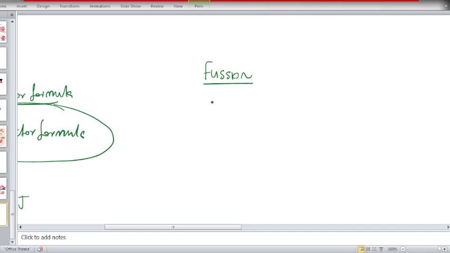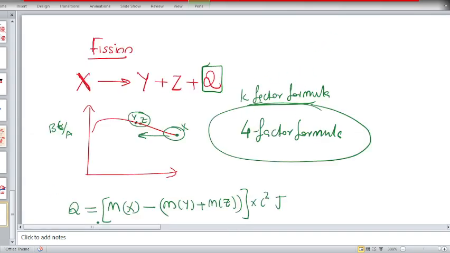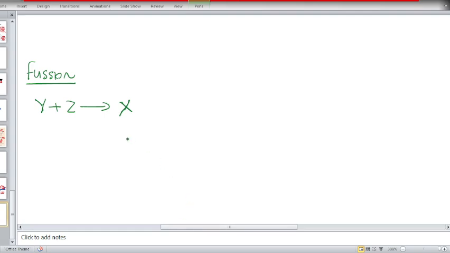So let us consider X and Y are the lighter nuclei, or in the previous case, you have Y plus Z, right? So Y plus Z, which are the lighter nuclei, are going to become X. X is a heavy nucleus, but not at that extreme end. So this actually happens in that binding energy per nucleon curve. I will write here.